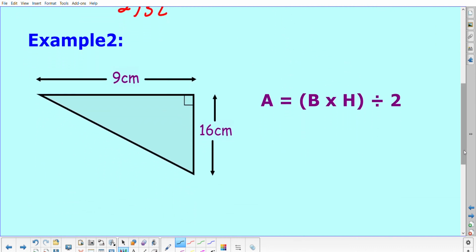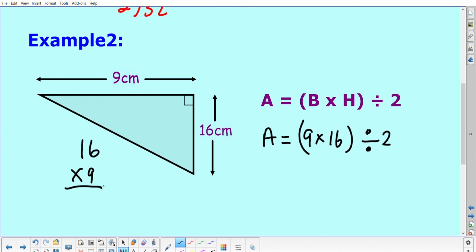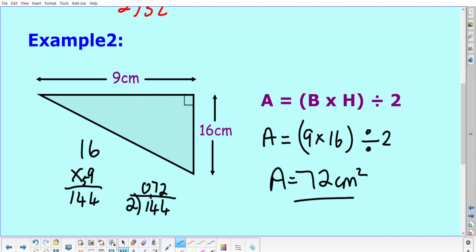Second example, you start with the formula, area equals base times height divided by 2. You're going to do your base, it doesn't really matter which way round those numbers are, 9 times 16, and then you divide by 2. So I would expect to see your working. 9 times 6 is 54, 9 times 1 is 9, plus that 5 is 14. Then you've got to divide by 2. So you get 2 into nothing, 2 into 1 goes nothing, 2 into 14 is 7, and 2 into 4 is 2. So your answer would be 72 square centimetres.